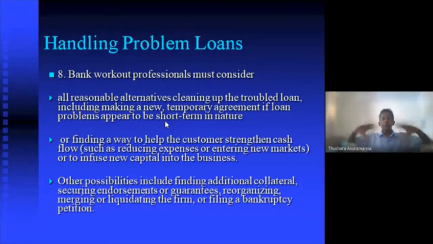Okay, so what we need to do is understand all possible solutions and alternatives, and then step by step implement short term, medium term, and long term. Third one, other possibilities include finding additional collateral, securing endorsements or guarantees, reorganizing, merging or liquidating the firm, or filing a bankruptcy petition.